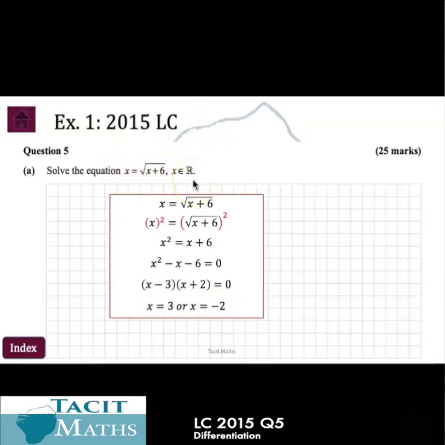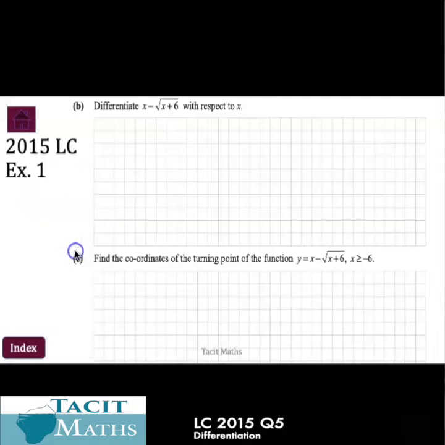So it's as simple as that, and it's a nice handy 5 marks to get you started. And this is where the differentiation comes in. So we have a differentiation question and then an applications of differentiation down here. When you're differentiating this, it's the square root that's going to cause the trouble. The x itself should be no problem differentiating. That just goes to 1. But the problem will be with this square root of x plus 6.